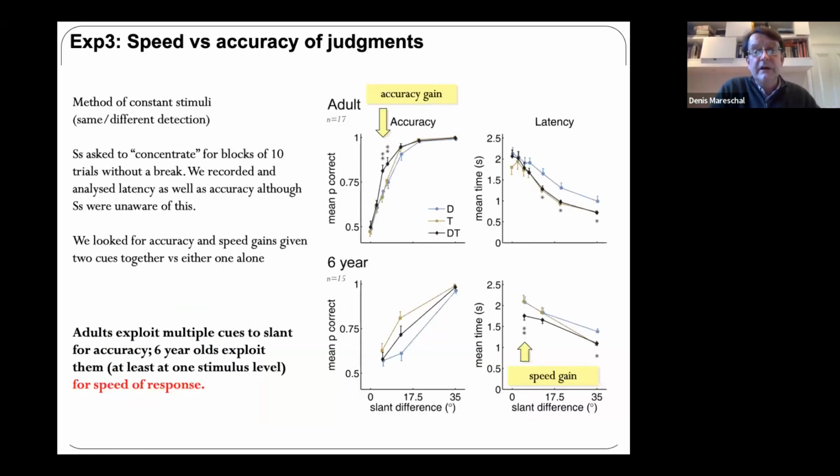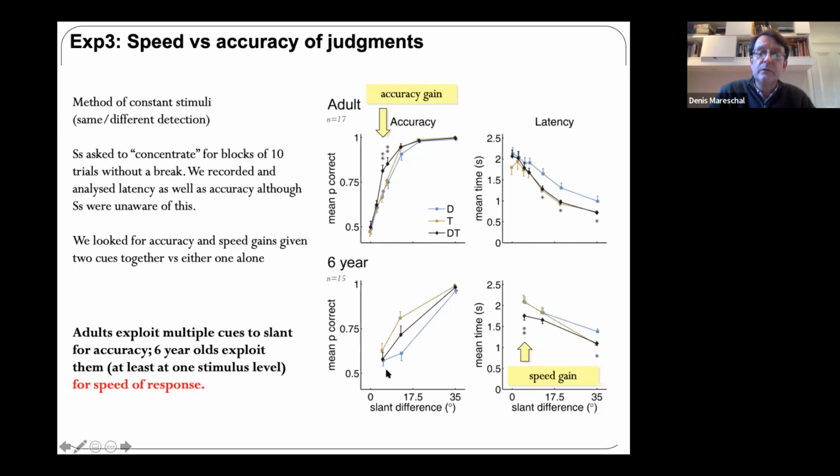So what we did is, again, another one of these tasks, where now we had a speeded response task. Same different type things, but they had a reaction time pressure as well. And just to cut a long story short, what happens with the adults is you get the accuracy benefit for DT over the others that we've observed before, but no benefits in terms of reaction time. They basically go as quickly as the quickest cue.